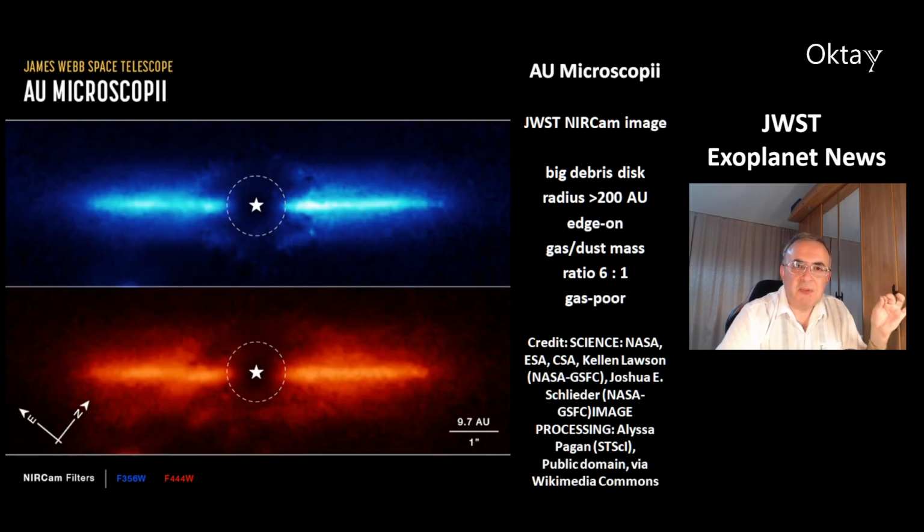This James Webb Space Telescope near-infrared camera image of the big debris disk of AU Microscopii has a radius of over 200 AU. 1 AU is a sun distance of 150 million kilometers. We can see the disk edge on, and the James Webb Space Telescope was able to find out that the gas-to-dust mass ratio is 6:1, which means this disk is gas poor. Typical disks have a much higher gas ratio.